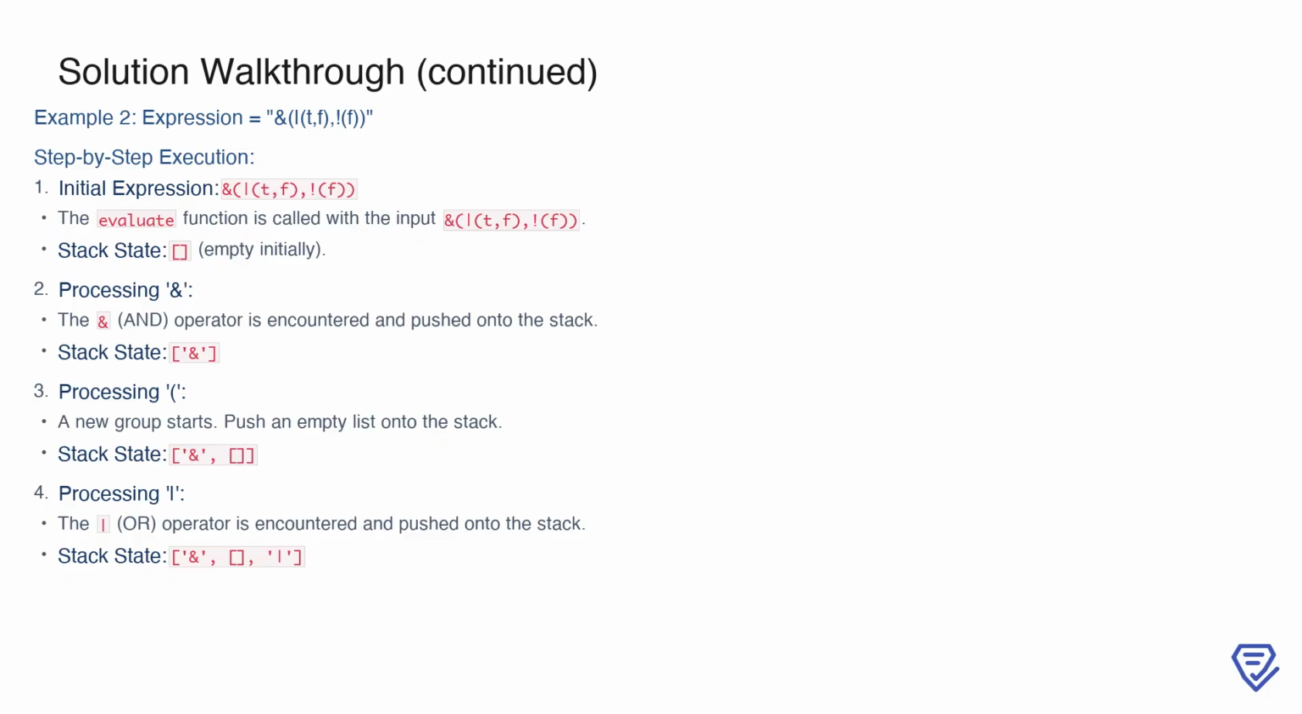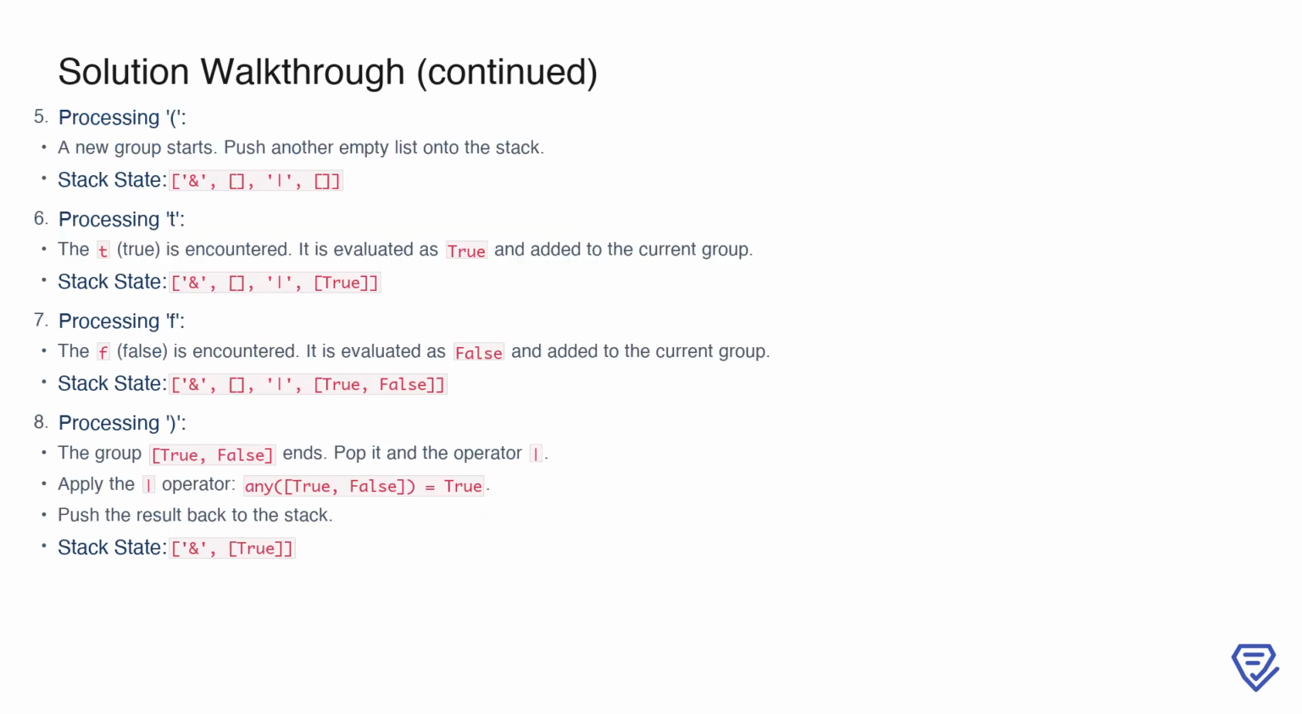Next, we encounter the | operator, representing an OR operation. This operator is also pushed onto the stack, so the stack now contains the AND operator, an empty group, and the | operator. Continuing with the expression, we process another opening parenthesis, which starts another new group. In response, we push another empty list onto the stack to collect the elements of this group.